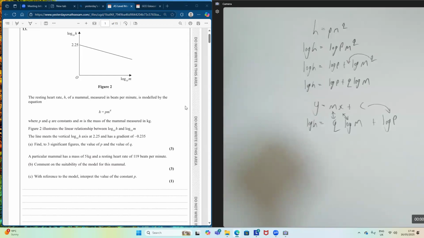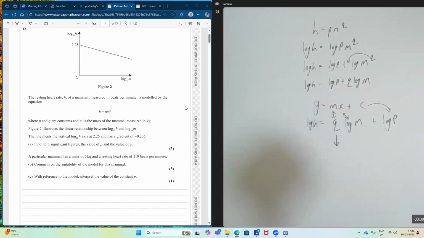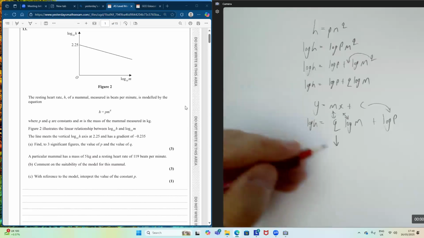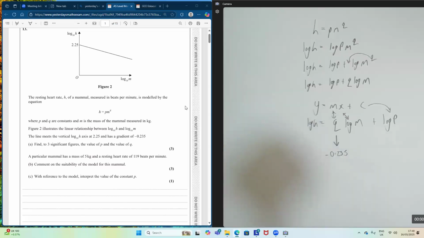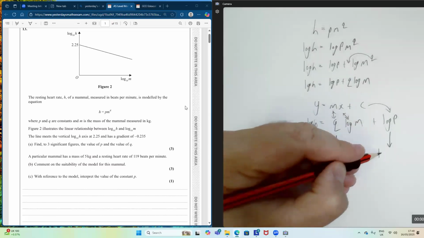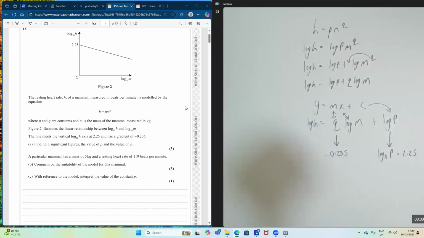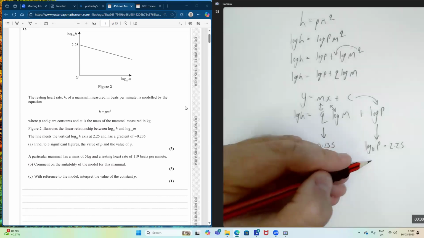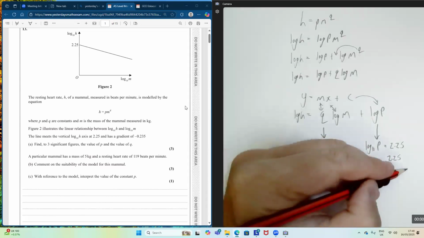Now, at this stage, I'm ready to work out what my P and my Q are. I can see that because of the way that I've taken logs, Q is the gradient. And the question tells us that the line has a gradient of minus 0.235. So minus 0.235 is my value of Q. And I can see from the graph as well that the y-intercept is 2.25. So that means that log to the base 10 of P is equal to 2.25. And therefore, when I now reverse the logs, I get that P is equal to 10 to the power of 2.25. Let's work out what that is.